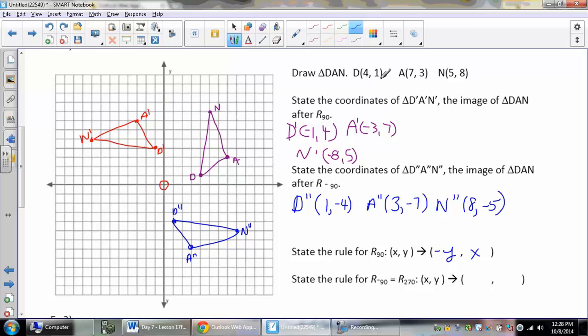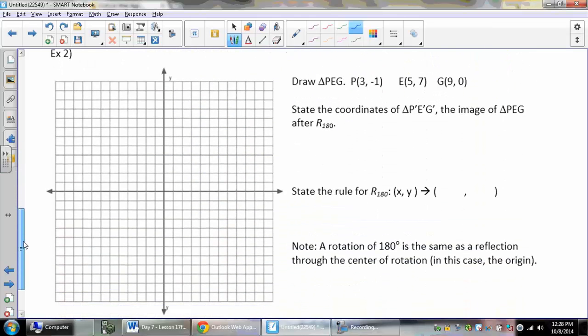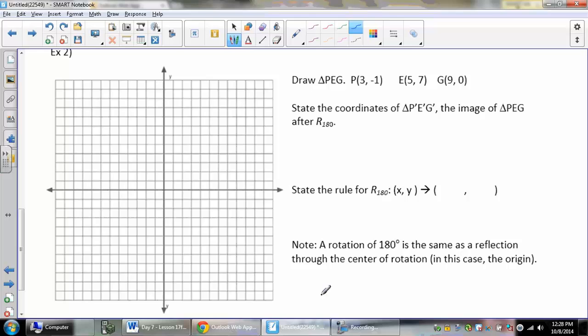(4, 1) became (1, -4). So again, I swapped Y and X, but now the second one got negated. Okay? All right, we're going to come down here, last one, and we're going to do rotations of 180. So take a second, plot peg.